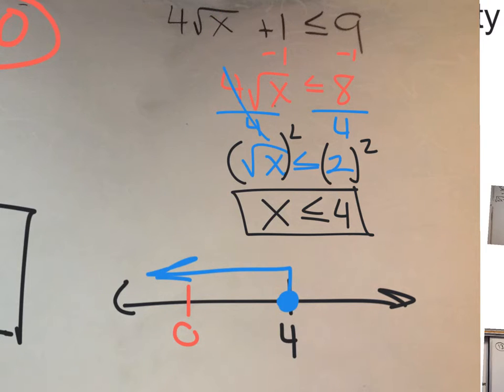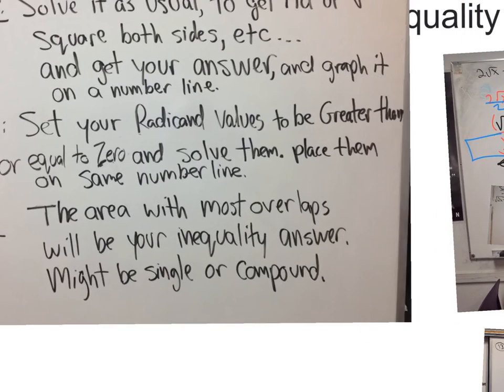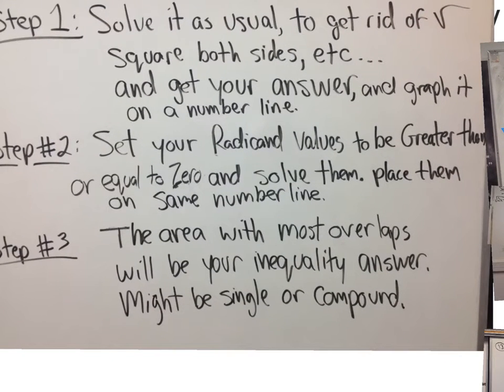So again, step 2 says to take your radicand values and set them each to be greater than or equal to 0, right? Let me show you that one more time. It says right here, step 2, take your radicand values, the values inside the square root, and set them to be greater than or equal to 0, and solve them and graph them.